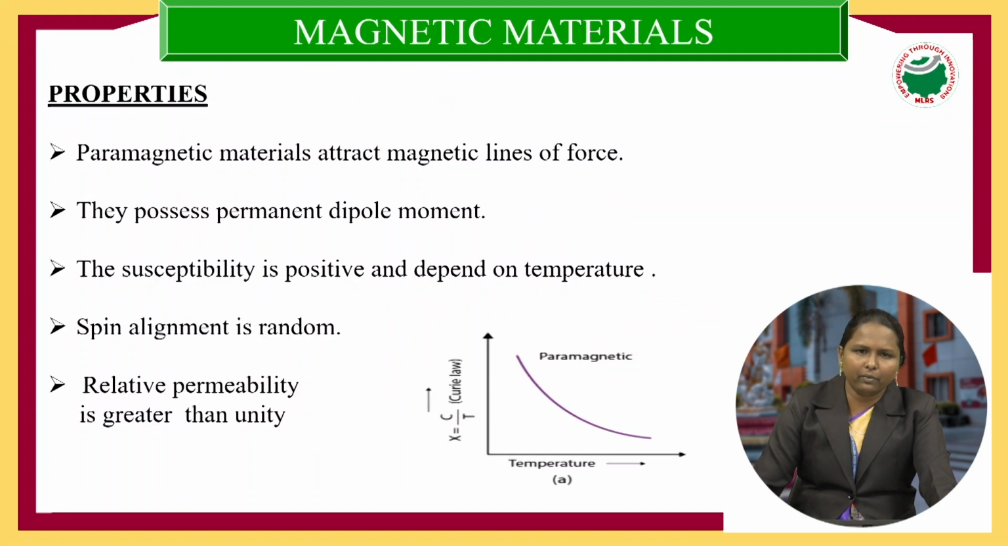Here are some properties of the paramagnetic materials. The paramagnetic materials attract the magnetic field lines weakly. There is a permanent magnetic moment, but it has a very small value. Next, the susceptibility of the material is positive and independent of the temperature. The permeability or relative permeability of the material is greater than 1, so mu r is greater than 1. The spin alignment of the dipoles is random.